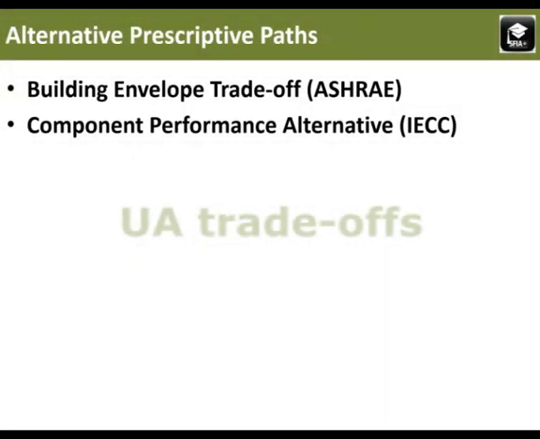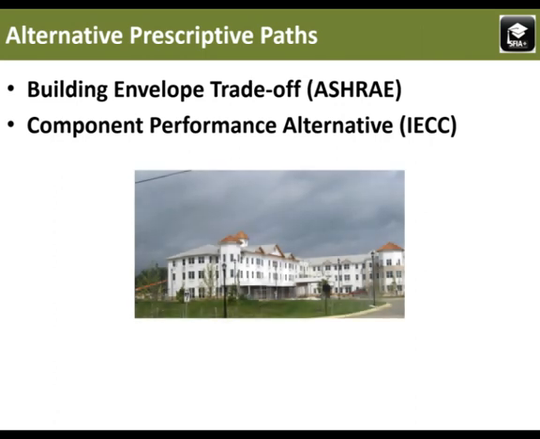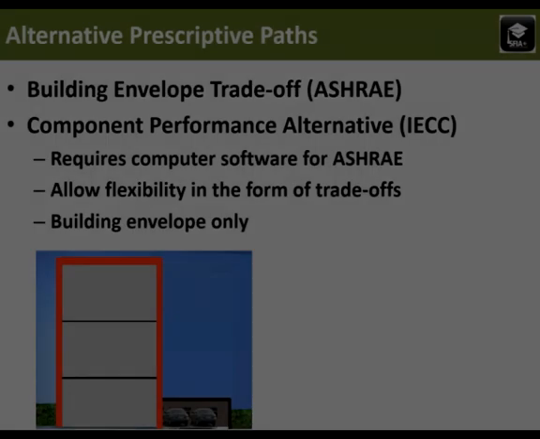The prescriptive alternative paths are sometimes called a UA trade-off, meaning each area of the thermal envelope surface is multiplied by its code-required U-factor and summed to get a building total UA. You can then modify the U-factors for individual areas, as long as the total UA of your design doesn't exceed the code UA. For example, this could allow you to put in better windows in exchange for a thinner layer of continuous insulation. Or you could reduce the roof insulation by increasing performance elsewhere in the envelope.